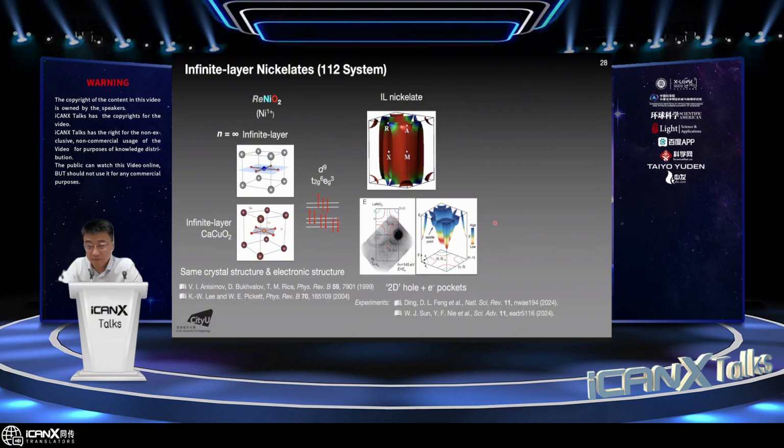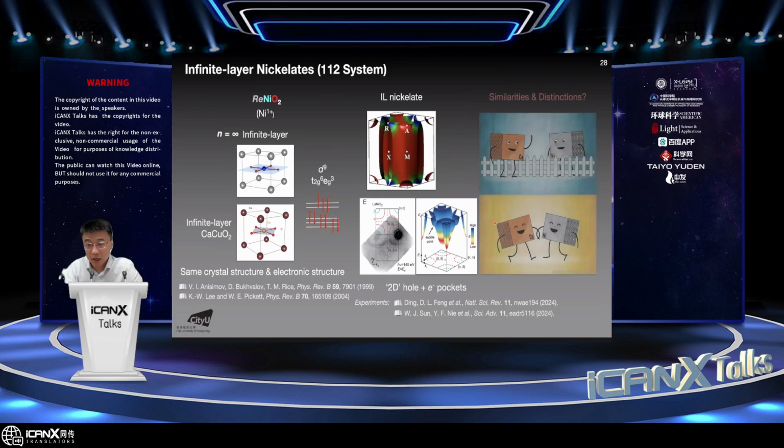So this further engages the important question about the similarities and distinctions between the cuprate system and nickelate systems in a much broader context, in the sense that if we could answer these questions or figure out what is going on within these two systems, we might be able to understand or solve the puzzle of high temperature superconductivity.